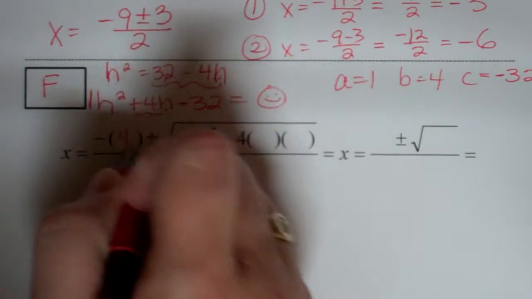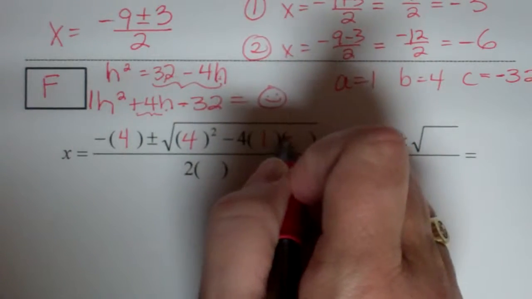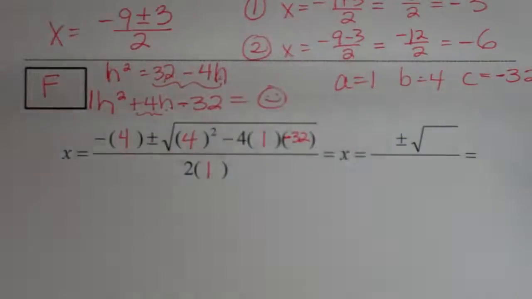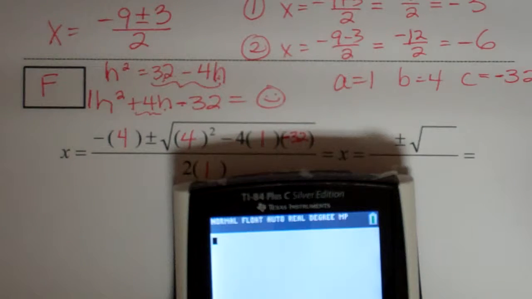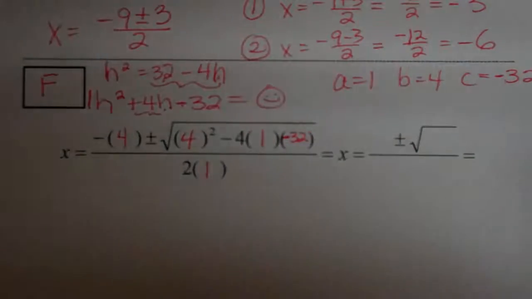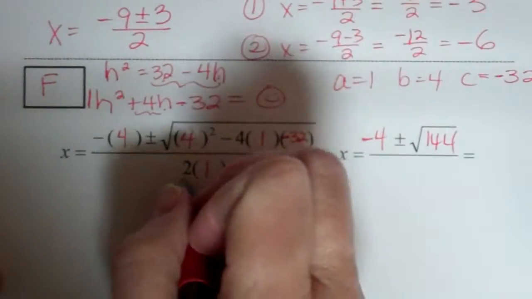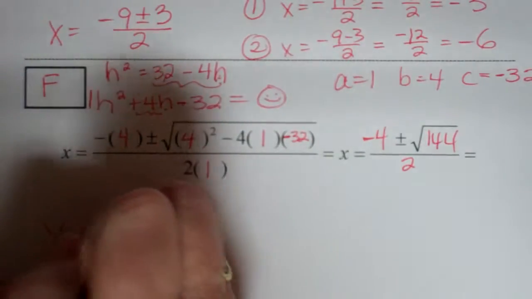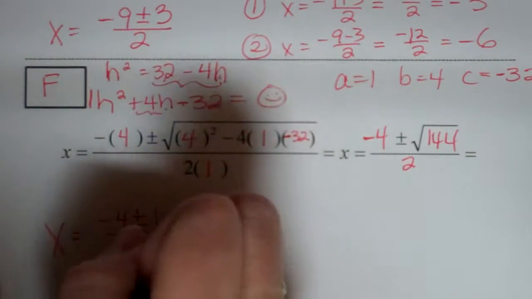My b is 4, plus or minus the square root of b squared minus 4 times a times c, all over 2a. Alright. And again, we're going to get our calculator, and I'm going to clear the old one off. And I've got 4 squared minus 4 times 1 times negative 32, and my parentheses is getting replaced with 144. The negative of 4 is negative 4. 2 times 1 is 2. So x is equal to negative 4 plus or minus the square root of 144, which is 12, over 2.